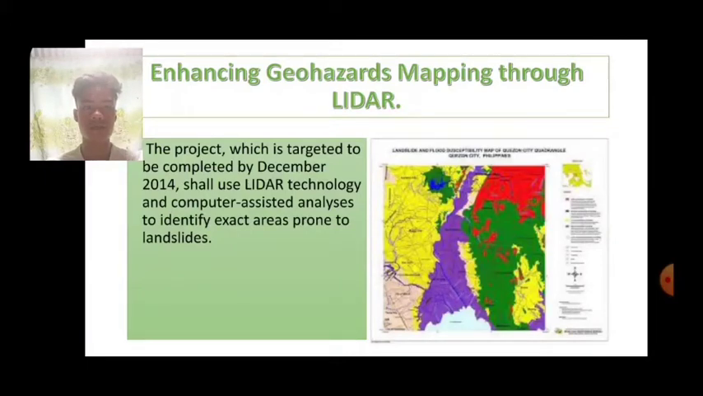Enhancing geohazards mapping through LIDAR. The project, which is targeted to be completed by December 2014, shall use LIDAR technology and computer-assisted analysis to identify exact areas prone to landslide. So in this picture, makikita nyo na maraming iba't ibang kulay, but ginawa ng DOST yan upang mamonitor nila kung saan ba ang prone sa landslide, sa flash floods, sa iba't ibang klaseng kalamidad, at they use this color upang mamonitor nila kung ano ba ang klaseng area na prone ba sa baha o sa landslide.